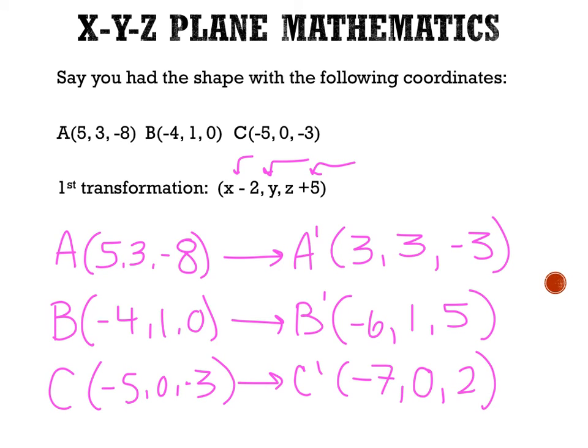So I'm not asking you to draw these out. When I ask you to do the translations in 3 dimensions, I am asking you to list the points that they would be translated to. So show me A prime, B prime, and C prime.